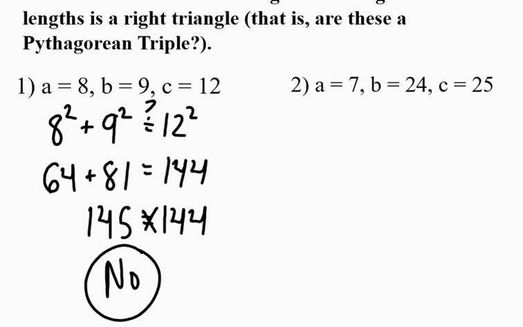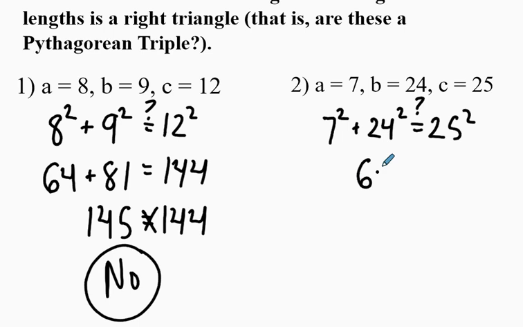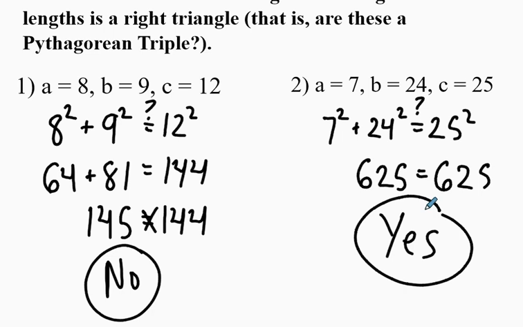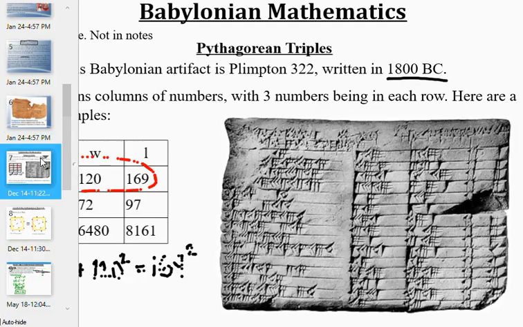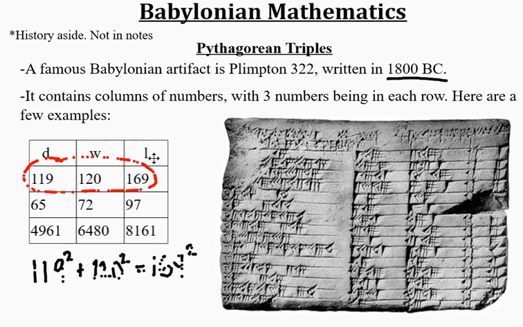What about 7, 24, and 25? 7 squared plus 24 squared. The question is, does that equal 25 squared? Well, 7 squared plus 24 squared is 625, and 25 squared is 625. So yes, it is possible to have a right triangle that has 7, 24, and 25 as its side lengths. So I can check it by using the Pythagorean theorem. If it's possible, we call that a Pythagorean triple, and that's what the Babylonians were looking at on their clay tablet. They were essentially listing all the Pythagorean triples that they could find.